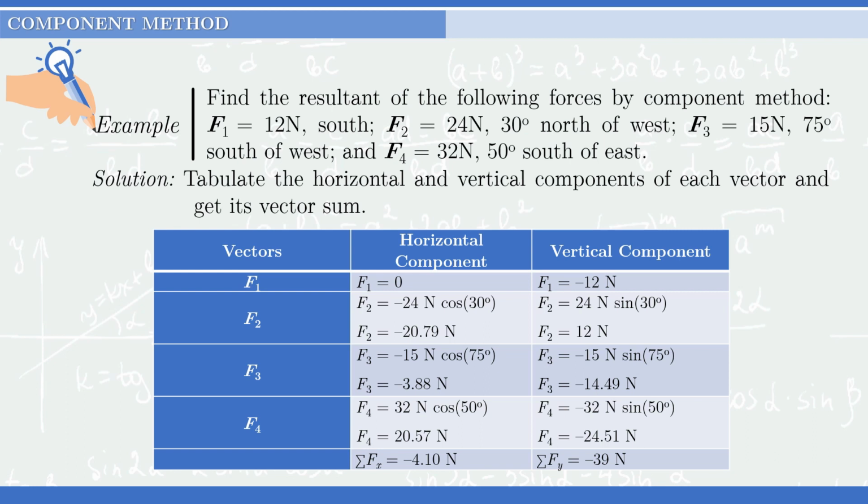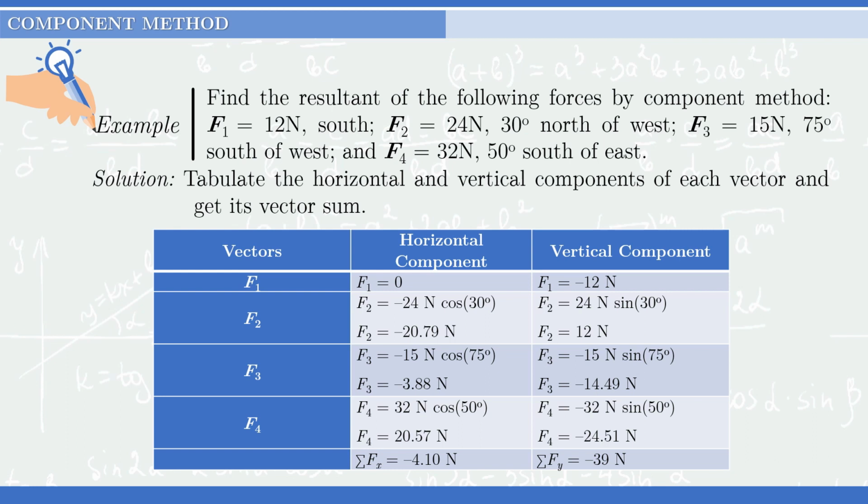For force sub 2, we have 24 Newton 30 degrees north of west. The direction is in quadrant 2, wherein the positive function is sine. So therefore, for our horizontal component, we have negative 24 Newton cosine 30 degrees, which is equal to negative 20.7900 Newton. While for the vertical component, we have 24 Newton sine 30 degrees, which is equal to 12 Newton.